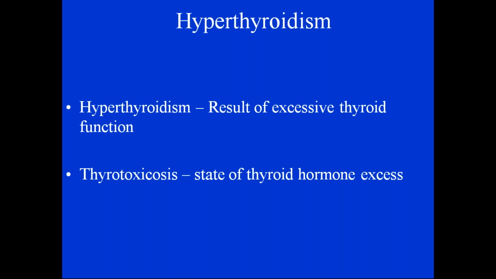Then coming to hyperthyroidism, it is the result of excessive thyroid function. TSH is low and T3, T4 are high. And what is thyrotoxicosis? It is the state of thyroid hormone excess. So the condition where the thyroid hormone is in excess is known as thyrotoxicosis. Due to thyrotoxicosis, hyperthyroidism occurs.